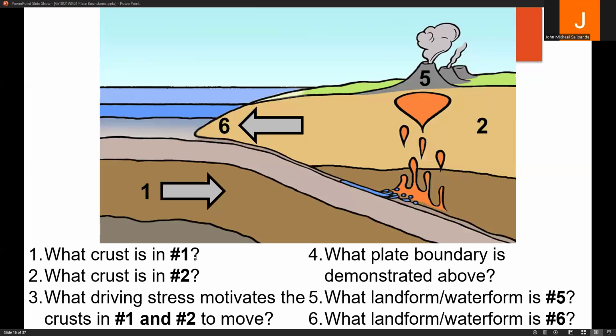Okay. Number one, what crust is in number one? The crust in number one supports ocean, so that's an oceanic crust. Number two, what crust is in number two? The crust in number two supports continents. That's why it's a continental crust.